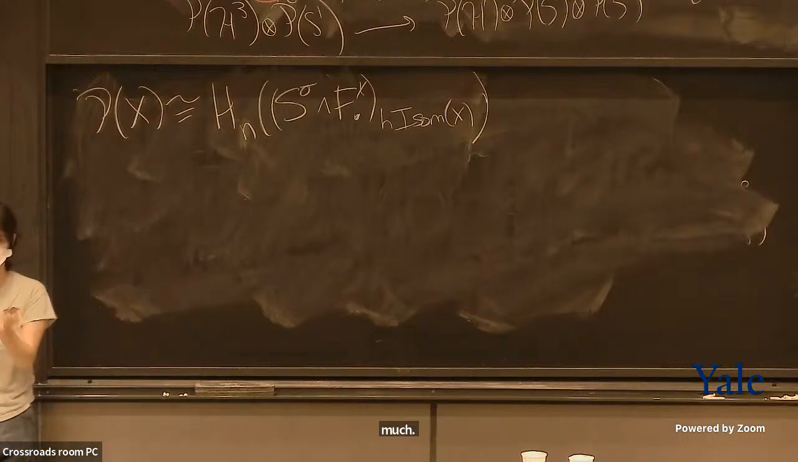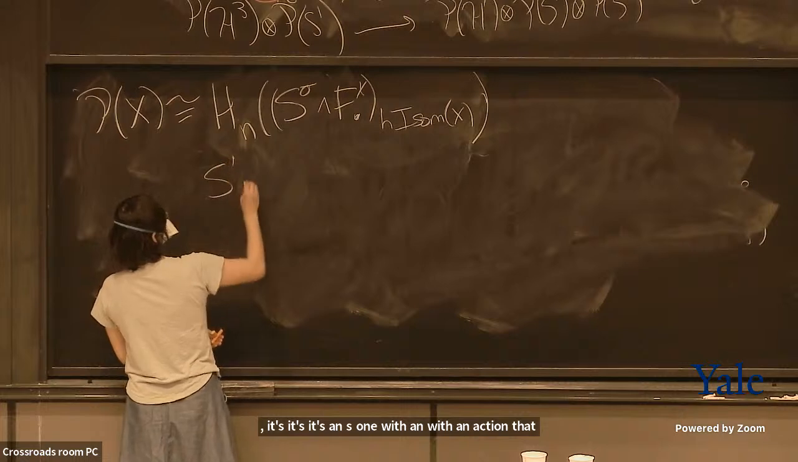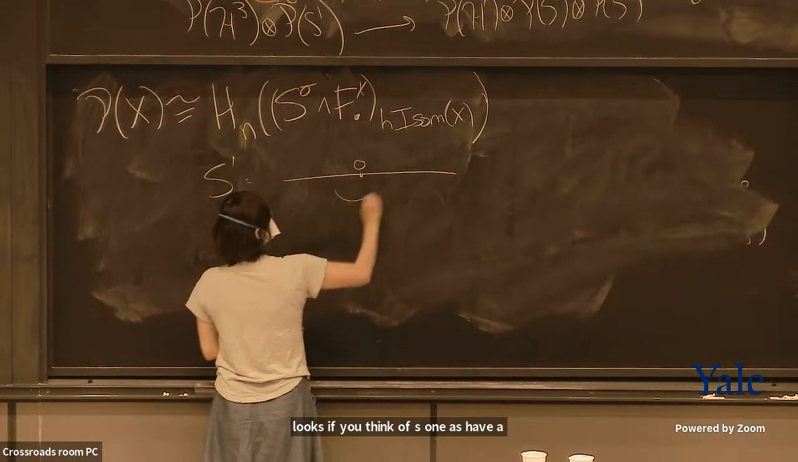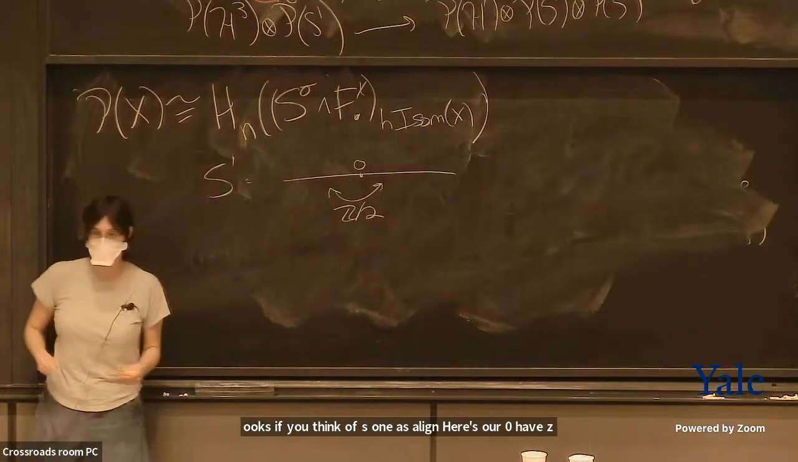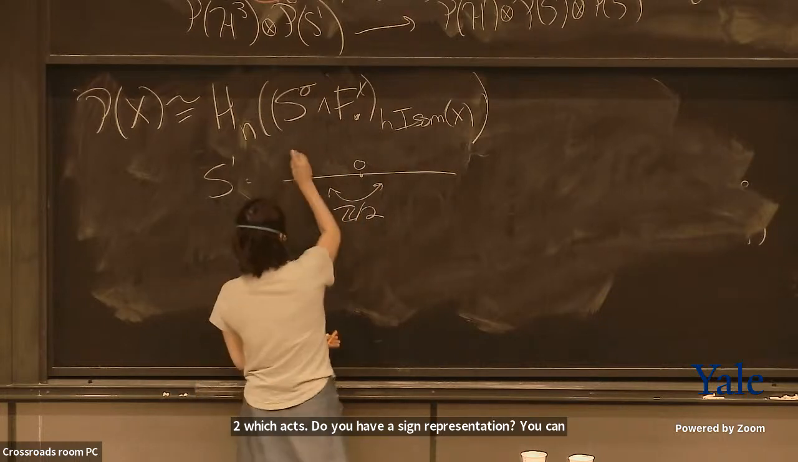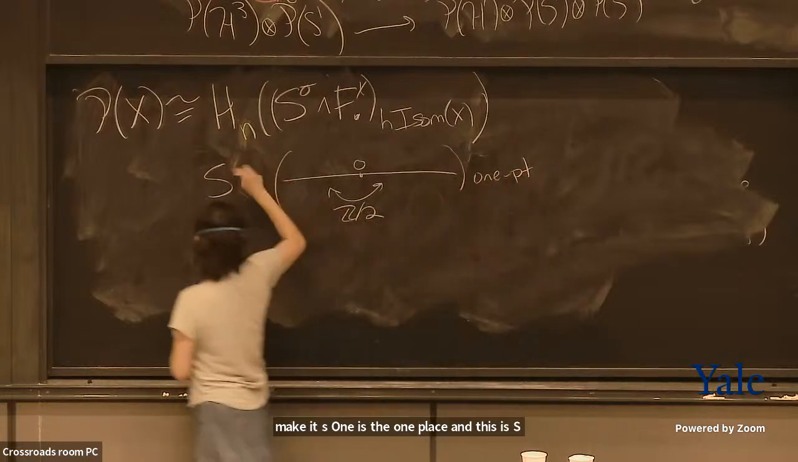It's an S1 with an action that flips. If you think of S1 as you have a line, and here's our zero, and we have Z mod 2, which acts via the sign representation. You can think of S1 as the one-point compactification of this. And this is S sigma.